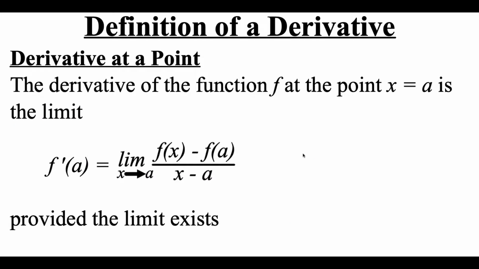Now, if we want to find the derivative at a specific point on our function, we can adjust that limit just a little bit. So if we want to find the derivative of f at the x value of a, what we're going to do is take the limit of f of x minus f of a all over x minus a, and we're going to do that limit as x is approaching a. And we can do that as long as this limit exists.